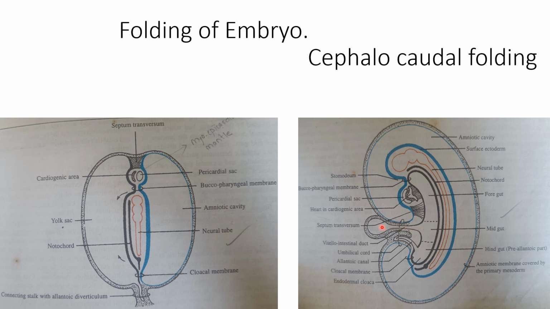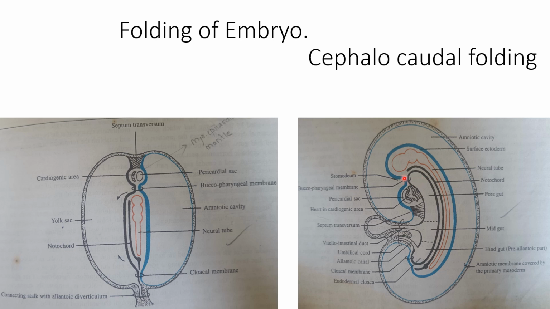Now we will see what changes are occurring in the head fold. Now this is the head fold. Most cranially, at the cranial extremity, you can see the forebrain vesicle. Then we can see the cranial end of the notochord, then we can see the foregut. The primitive gut is divided into foregut, midgut and hindgut. The part of the primitive gut which is lying in the head fold is the foregut. So this is the foregut.